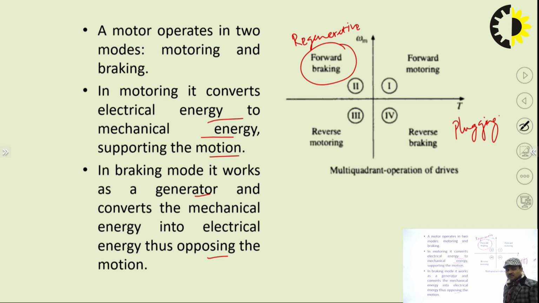Here normally we have plugging, because speed is reversed, and speed is directly proportional to the voltage with some values. Here it is negative voltage. So mostly we are working either in the second quadrant for braking or in the fourth quadrant. Normally in the fourth quadrant, plugging is applied.